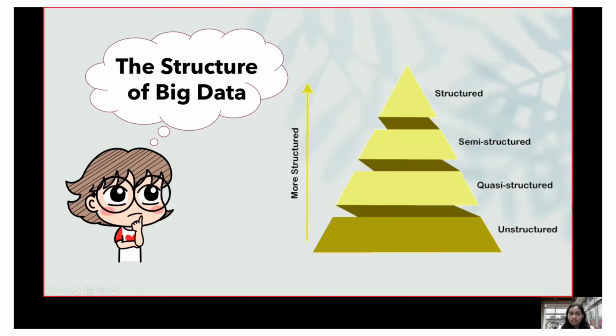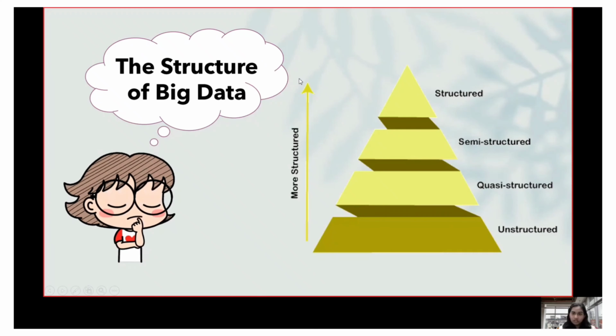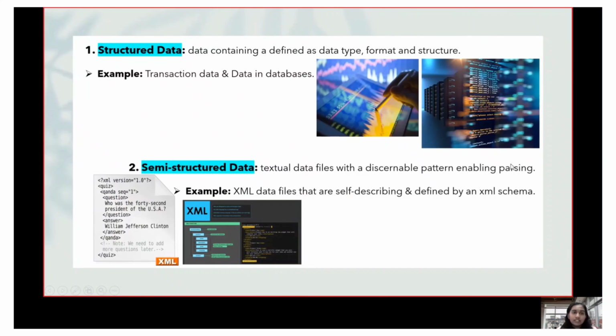Okay, this is the structure of big data. Maybe you all wonder about this diagram. So first is structured, semi-structured, quasi-structured, and unstructured. The higher up it is, the more structured the big data is. So first is structured data.